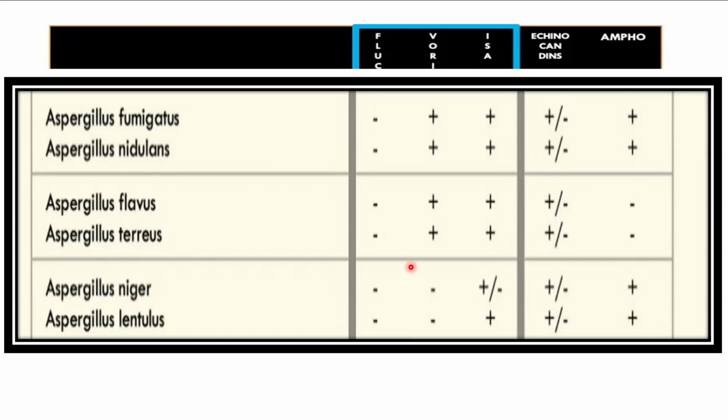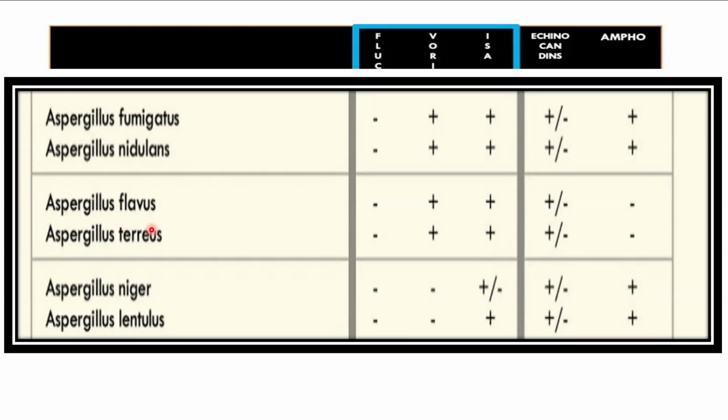This is a basic table for fumigatus, nidulans, and others. Generally, fluconazole is not given, and all the Aspergillus are resistant. Whereas voriconazole can be given for fumigatus, nidulans, flavus, and terreus, but cannot be given for niger and lentulus. In case of these, directly go for isavuconazole or posaconazole. Even isavuconazole is less potent for Aspergillus, only plus or minus. For lentulus, you can go for isavuconazole.